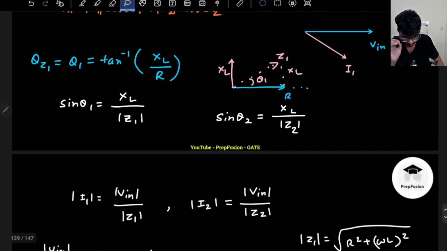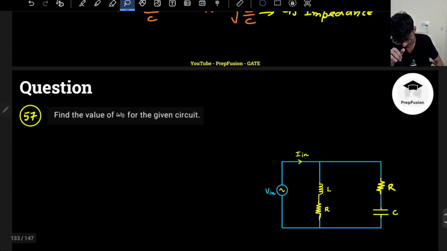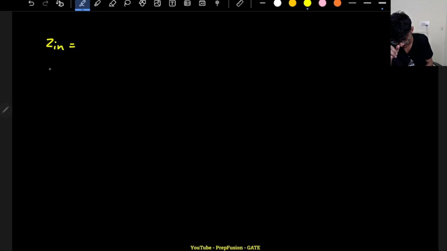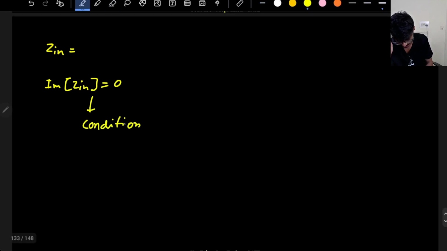So this was the phasor method, and method 3 is simply this: you find the Zin, then you make the imaginary part of Zin equal to 0, without using any brains. From there you will get a condition, the same equation, and you will get the value of R. So this is the method with the help of impedance, and you can also use admittance, whichever one is suitable to you.